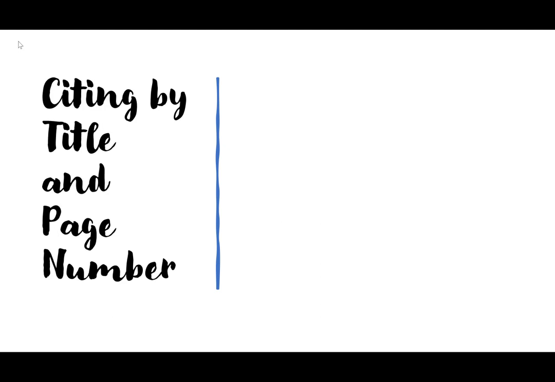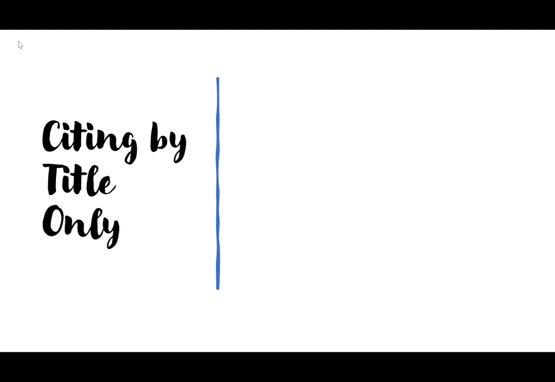Now, sometimes you have to cite by a title because there isn't an author listed for a source. So if a source has no author but has a title and page numbers, this is how you'll do it. You will notice that the title is in quotation marks because it was in quotation marks on the works cited page. Okay, this is an example of how you cite by title only. There's no page number, so I skipped that part.